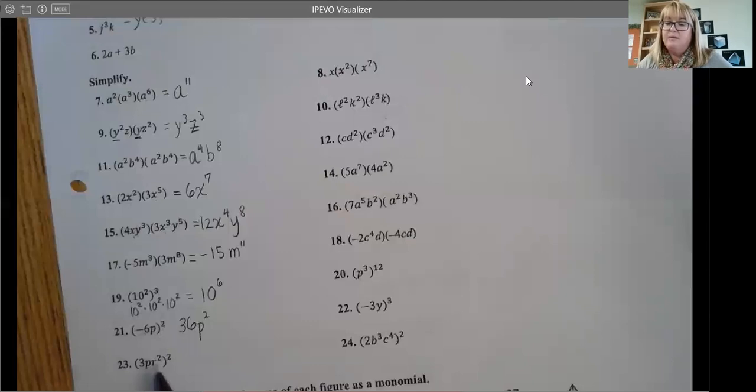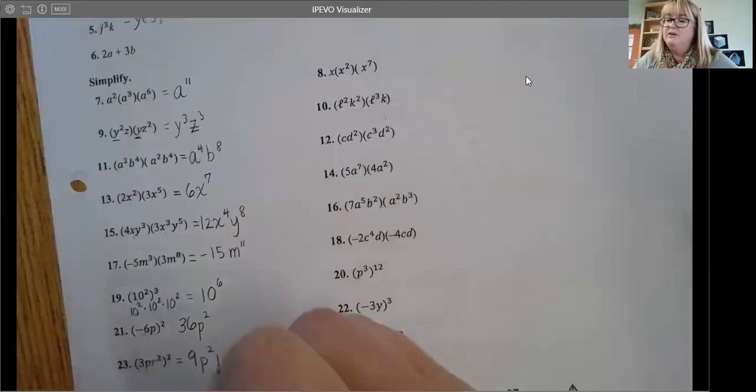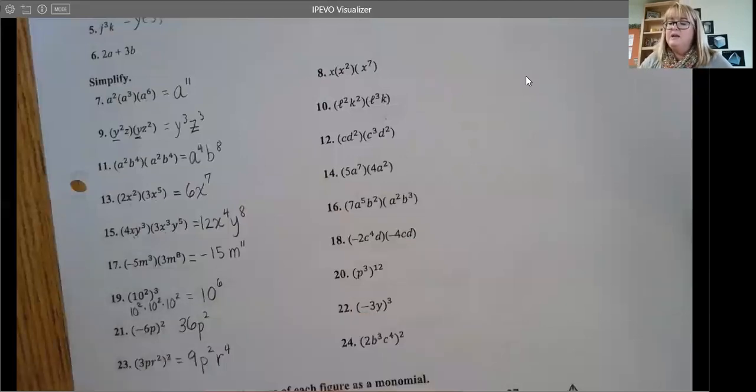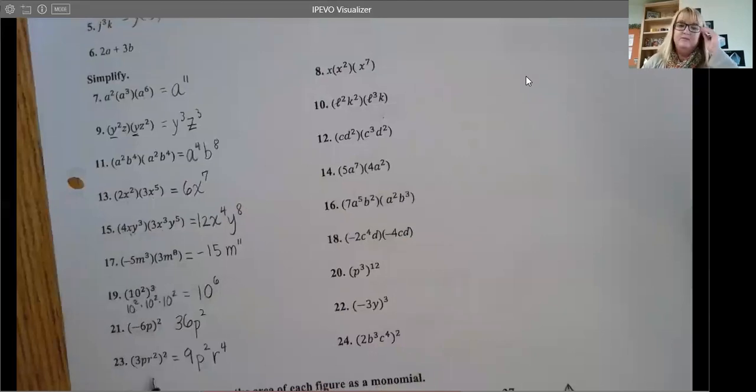So we have to raise the 3 to the 2nd power. 3 to the 2nd power is 9. P to the 1st power raised to the 2nd power, p raised to the 2nd power is p squared. And then r squared raised to the 2nd power, you multiply the exponents, would be r to the 4th. So 3pr squared raised to the 2nd power is 9p squared r to the 4th.